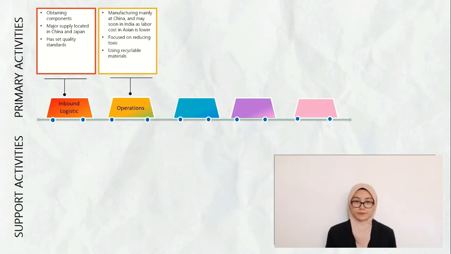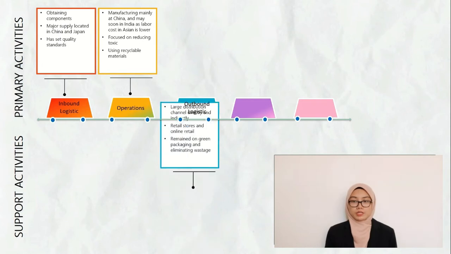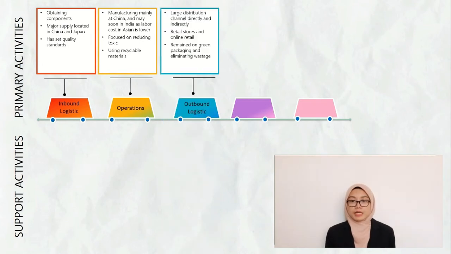For outbound logistics, Apple has managed a very large distribution channel consisting of both direct and indirect channels, from retail store to online retail and its own branded store. Apart from these things, they also focus on remaining the green packaging and eliminating the wastage.